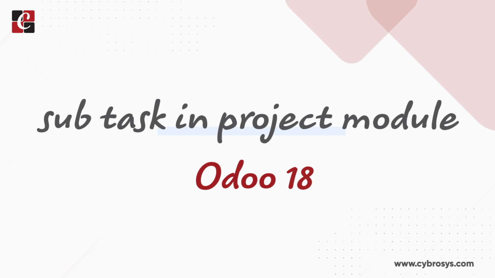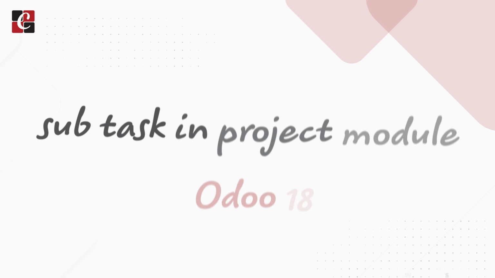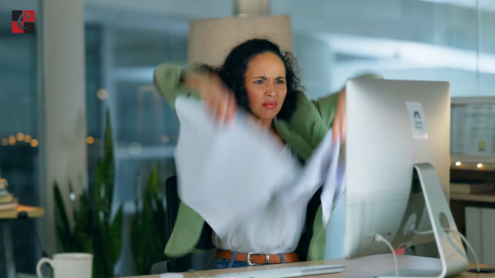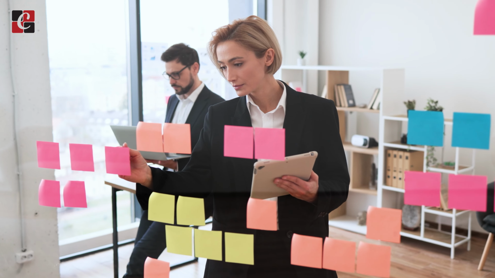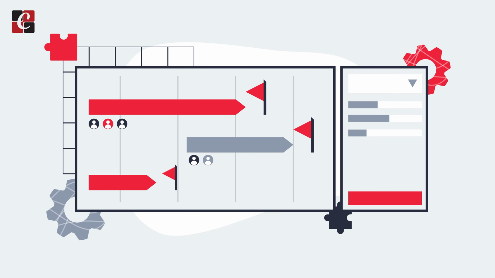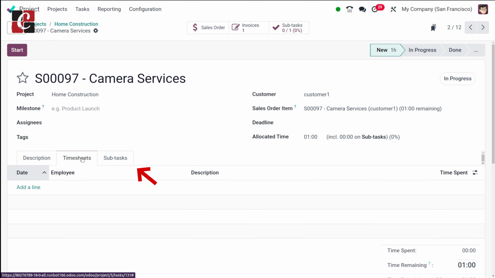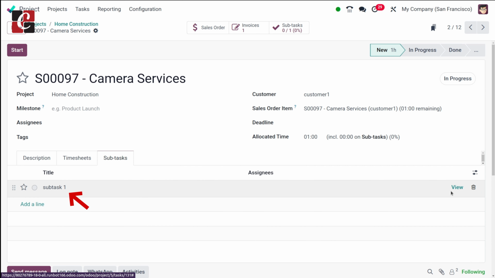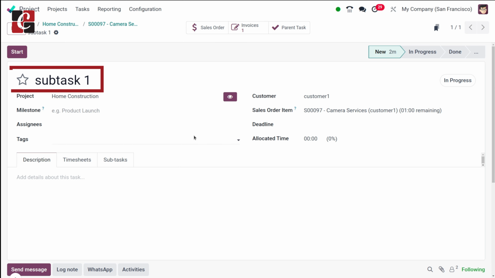Today in this video, let's talk about the subtask in the project module of Odoo 18. So you all know working in a project is a really hectic thing, and to simplify the work, we basically divide these projects into tasks. Sometimes tasks can also get hectic, and for this Odoo has a solution, which is to create a subtask. Multiple subtasks can be created for any specific task, which can help you save a lot of time and simplify your work.